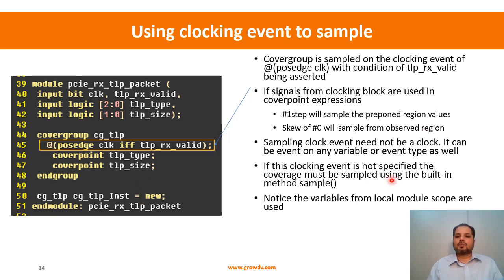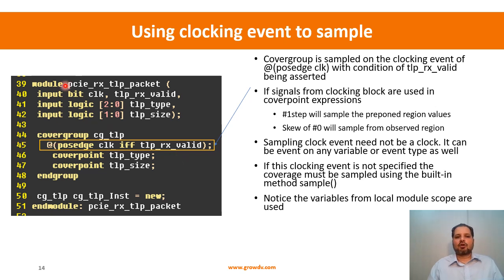And if you do not specify any implicit sampling, then you have to call the built-in method sample explicitly, as we had seen in one of the examples. In the previous example we had seen an embedded cover group, which we put in the class, right? There, if you remember, the handle got automatically declared, so we just did new, and it was using the variables that were present in the scope of the class.